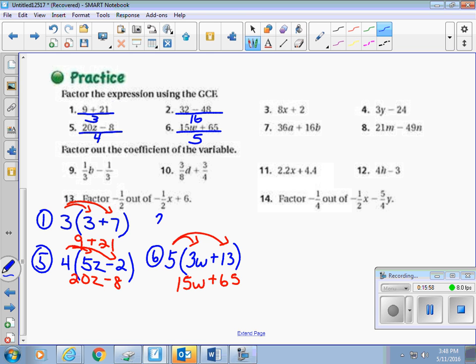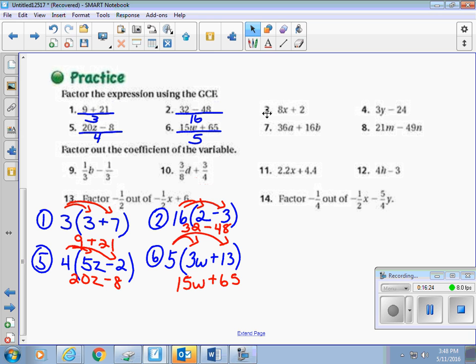And we know that in number 2, 16 is our first factor. 32 divided by 16 gives me 2. Negative 48 divided by 16 gives me a negative 3. And then we could distribute to check it. 16 times 2 is 32. And 16 times a negative 3 would be a negative 48. Done. In number 3, 8x plus 2.